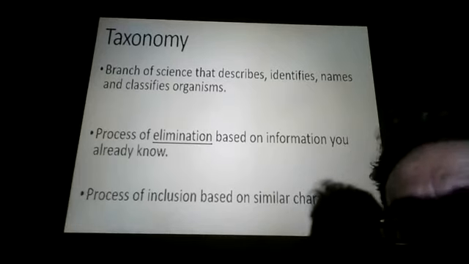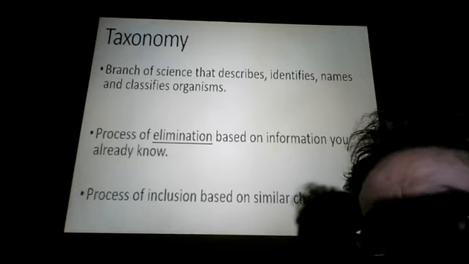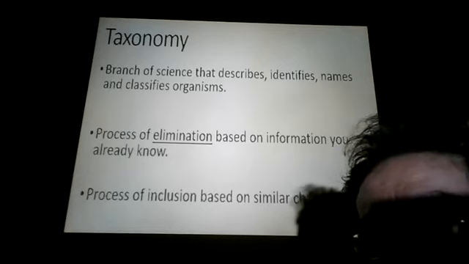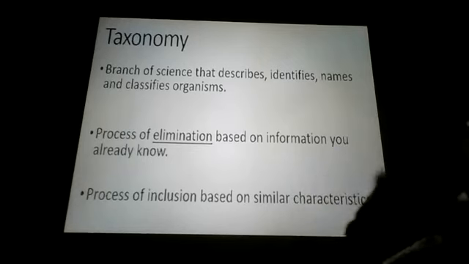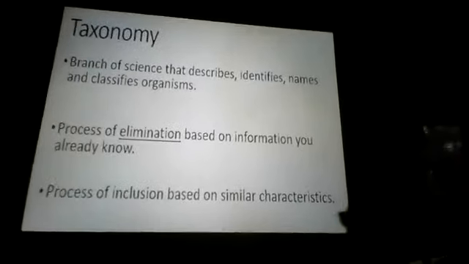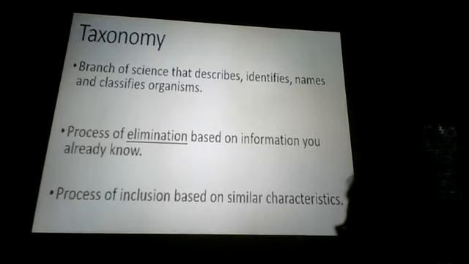So, taxonomy is a branch of science that describes, identifies, names, and classifies organisms. And the way you do that is by the process of elimination based on information that you already know, or by the process of inclusion based on similar characteristics.